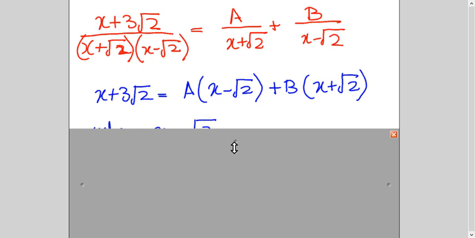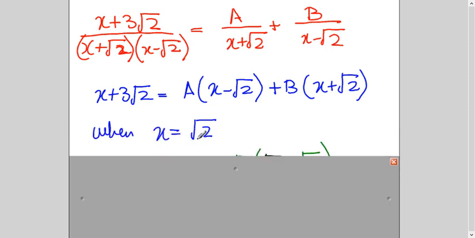Now we have to do substitution. So for me, I will substitute x equals root 2 because root 2 and minus root 2 will cancel out and I will be able to make one term disappear. Easy to calculate. And the second time I can substitute minus root 2 because minus root 2 plus root 2 will cancel out. So always take a number which can help you eliminate a term. Otherwise, I can take x equals 1, I can take x equals 0, but then I have to do a little more calculation. So let's take x equals root 2 and I will plug it in here, here and here.